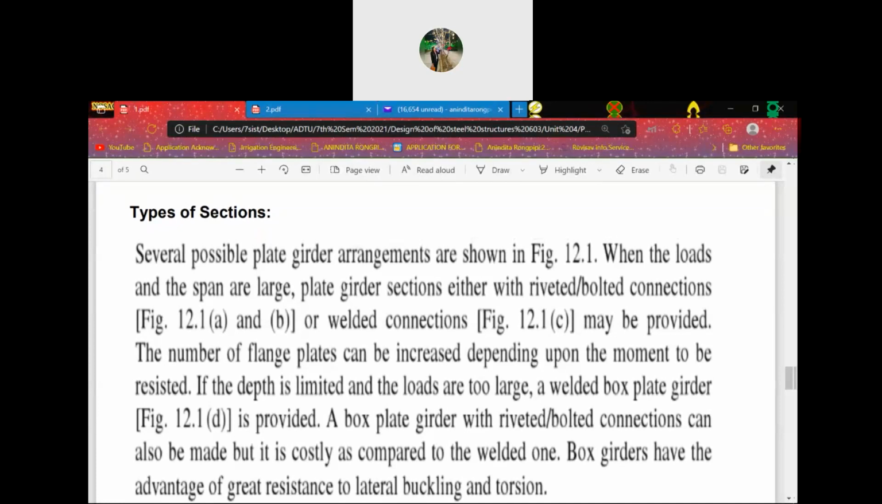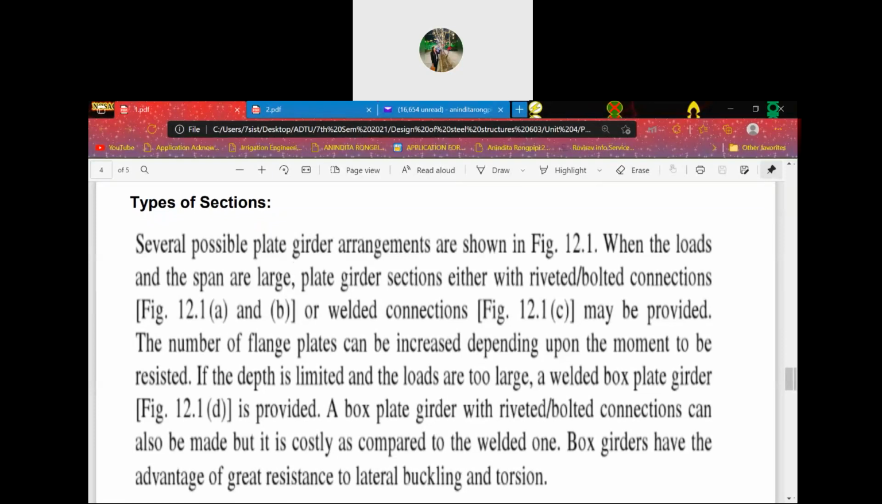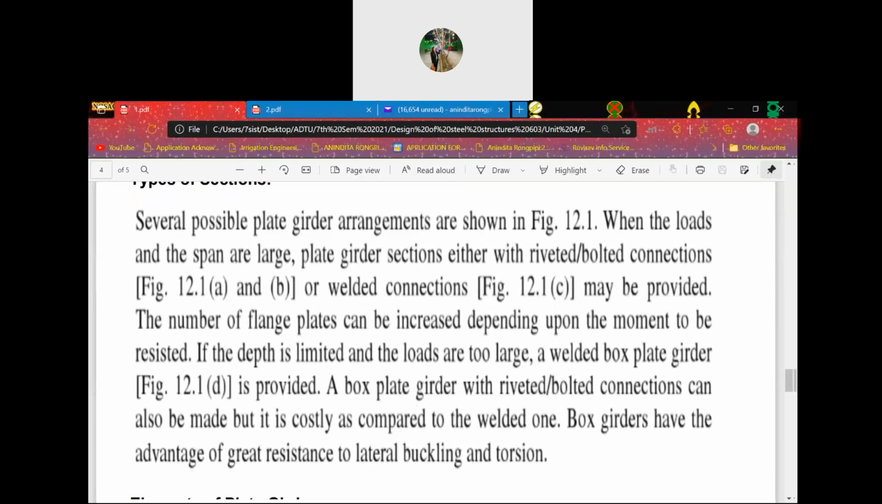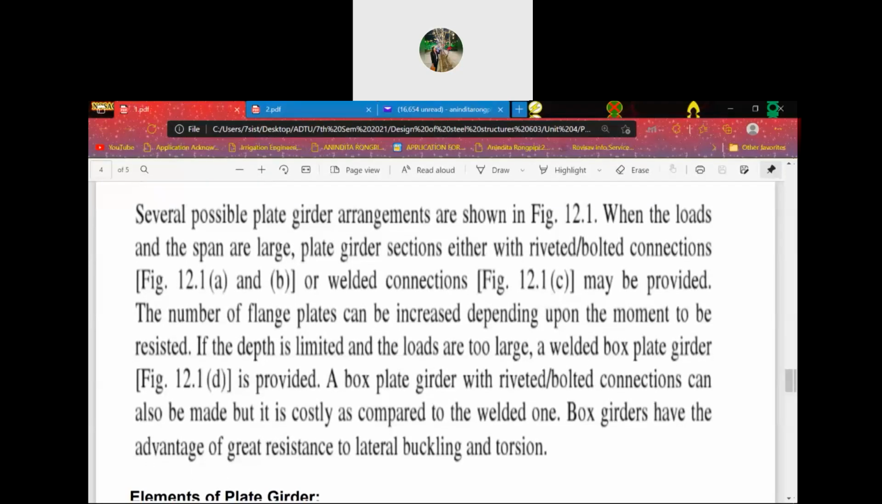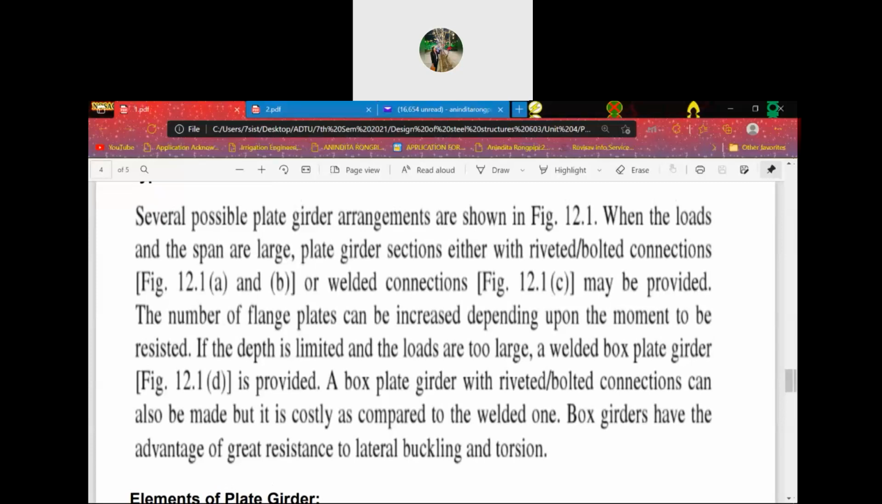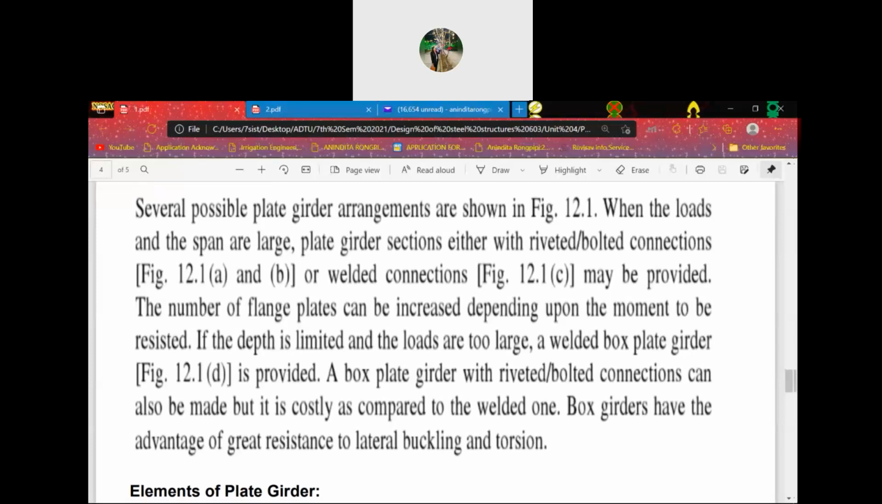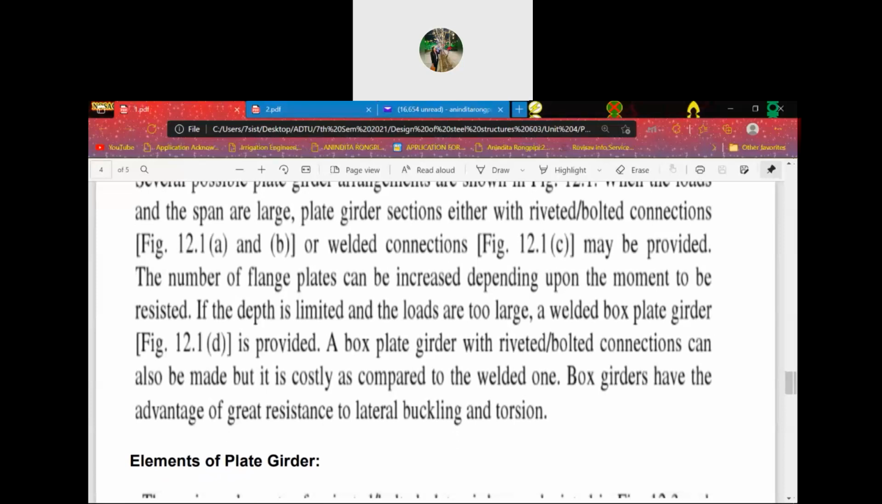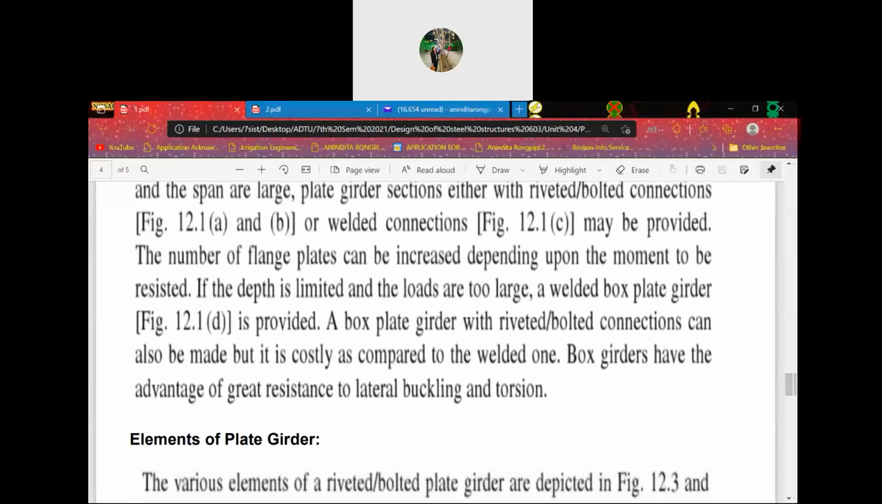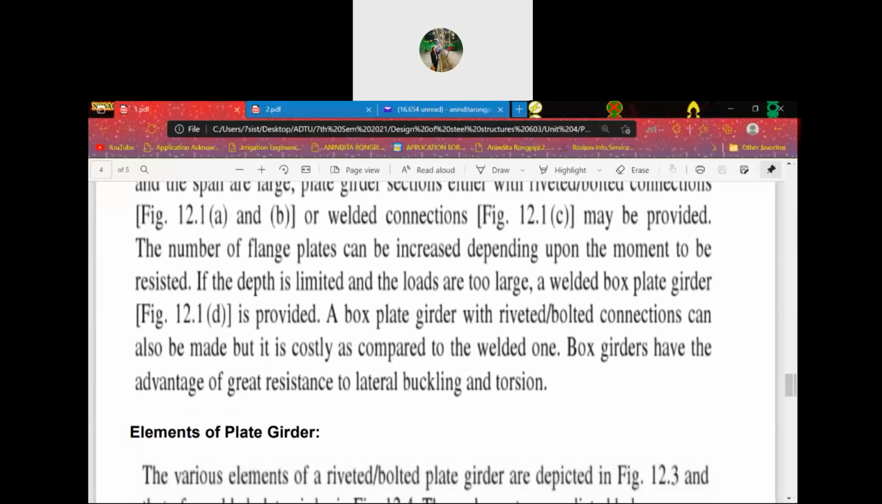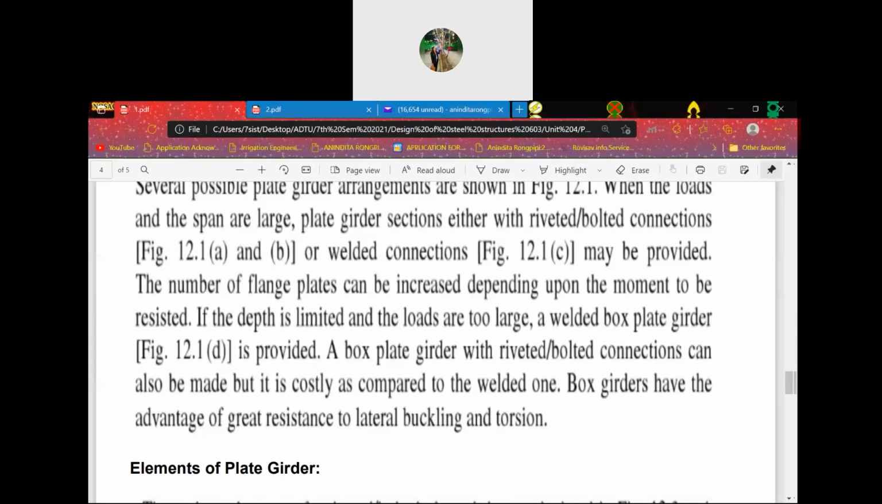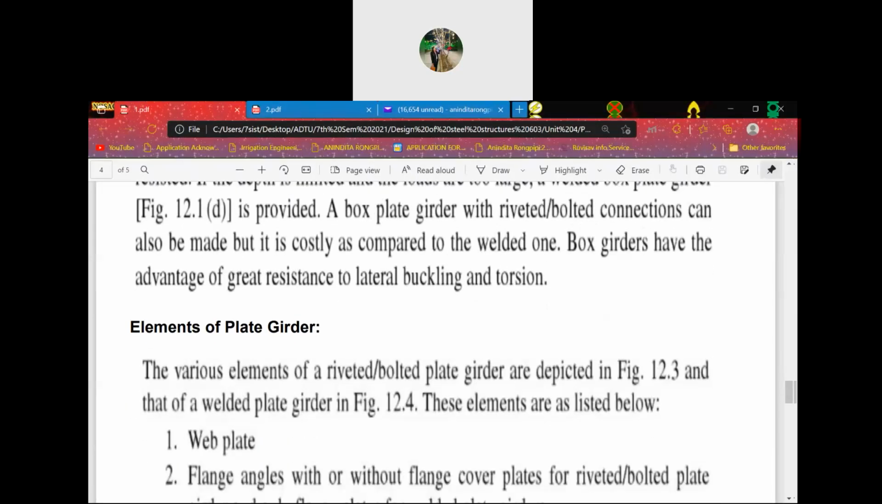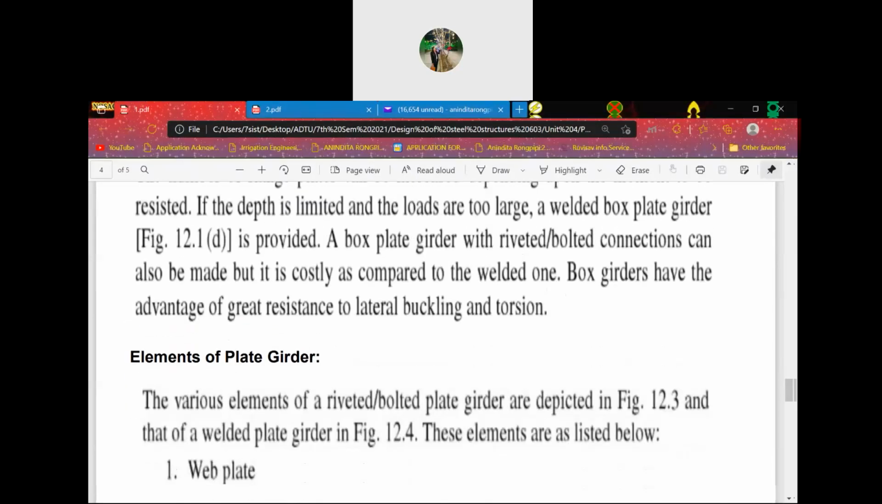If the depth is limited and the loads are too large, a welded box plate girder is provided, that was shown in figure 12.1d, earlier. A box plate girder with riveted or bolted connections can also be made, but it is very costly as compared to the welded one. Box girders have the advantage of great resistance to lateral buckling and torsion.